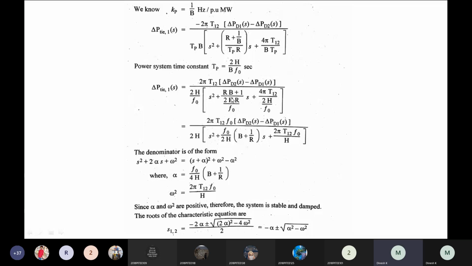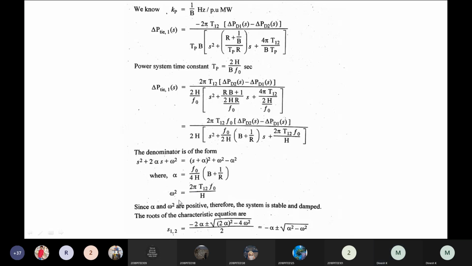Correct. If you do further simplifications, 2 by t12 f naught del pd2 of s minus del pd1 of s divided by 2h, s square plus f naught by 2h b plus 1 by r of s, 2 by t12 f naught by h. So this is in the form of s square 2 alpha s plus omega square, plus s plus alpha whole square plus omega square minus alpha square. When solving this quadratic equation, you may have two roots, alpha equal to f naught by 4h b plus 1 by r as well as omega square equal to 2 pi t12 f naught by h.